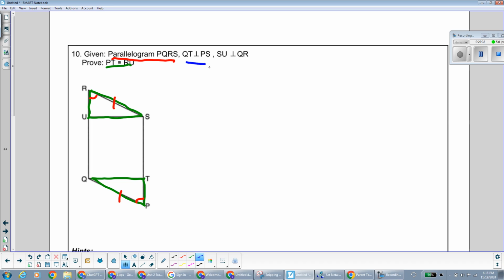And how could I forget about the last two givens? QT is perpendicular to PS. They form a right angle where they intersect. There's also one here. I don't need that one because I'm interested in these triangles. SU is perpendicular to QR. There's a right angle here. Once again, there's also one here, but I don't need that one because I want the one in the triangles. Now I have everything I need for AAS, and I can follow that with CPCTC to prove that PT is congruent to RU. Let's write this up.